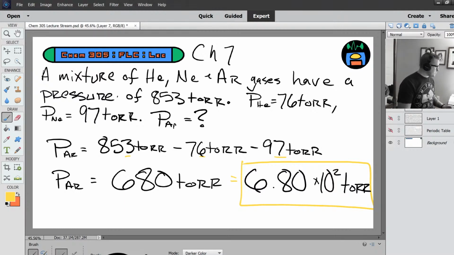Now, this problem was kind of, there were a couple Dalton's law of partial pressure problems on the exam, and this one was kind of like the introductory one.